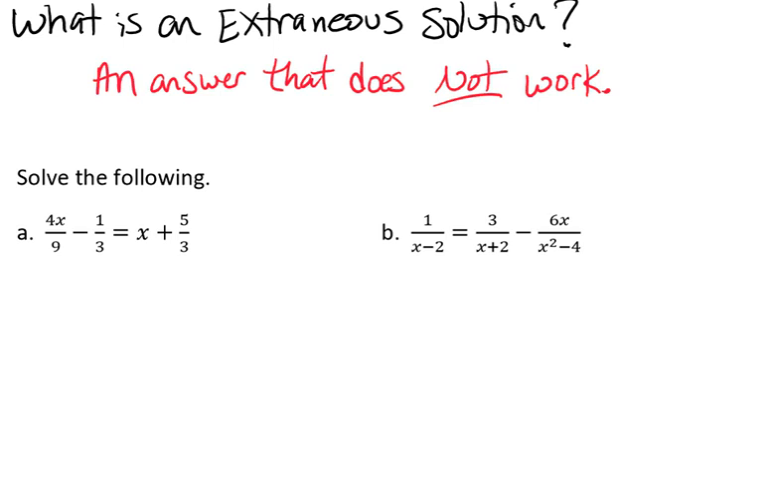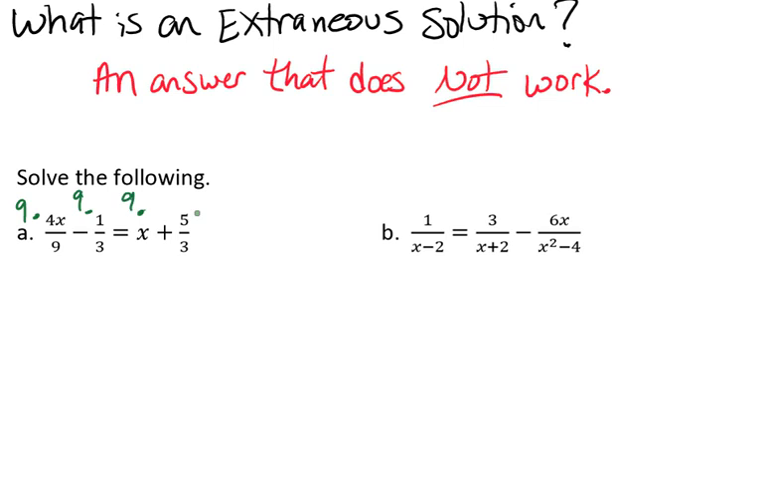In our first example, we have 4x over 9 minus 1/3 equals x plus 5 over 3. I'm going to notice that all of my denominators are multiples of 3, and so just to make this a little bit easier, I'm going to multiply everything by 3 so that I can get rid of some stuff. I don't know if 3 is going to be enough, because we still have a fraction here. So what if instead of multiplying by 3, we multiplied by 9?